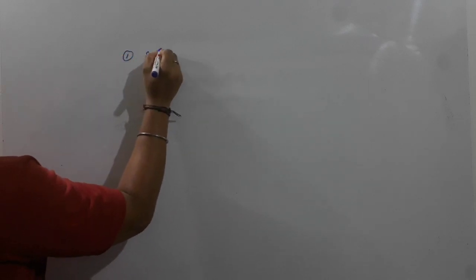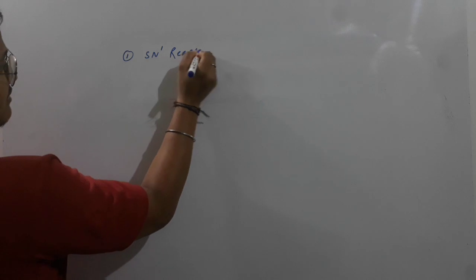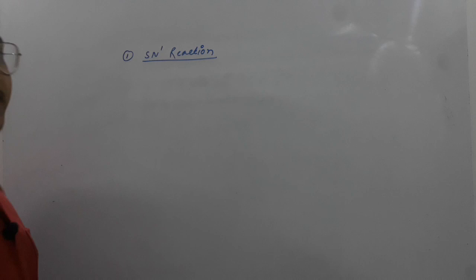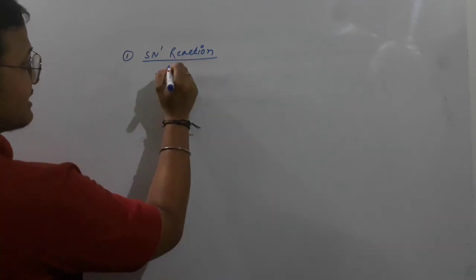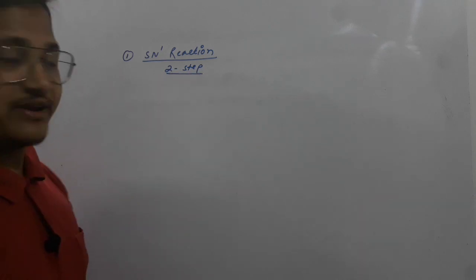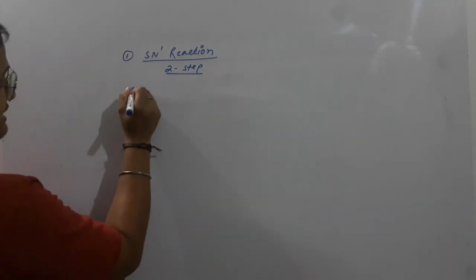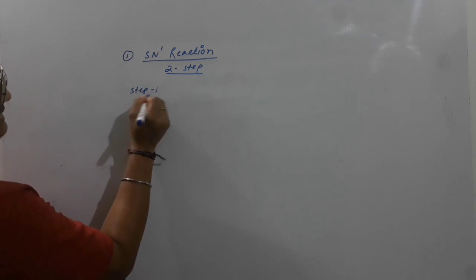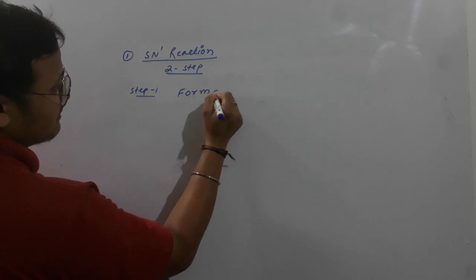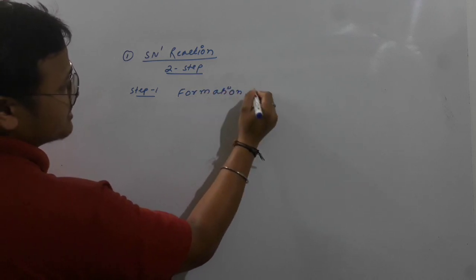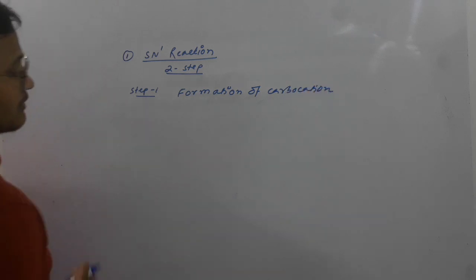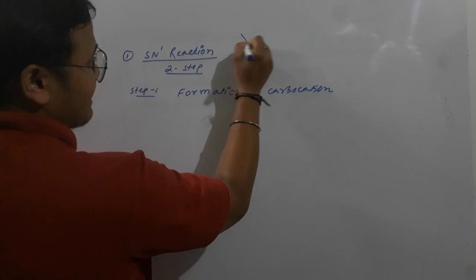Now, when we are talking about the SN1 reaction mechanism, what exactly is happening here? Let's have a look. The first thing is that this reaction is a two-step reaction. In step 1, what exactly happens is that formation of carbocation will take place. Clear? So the same reaction, I have taken the same reaction.